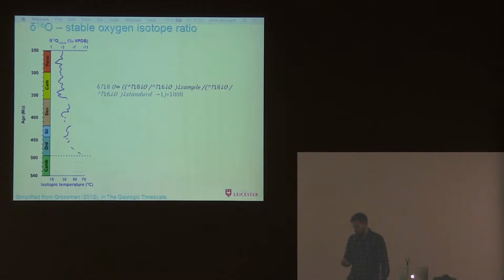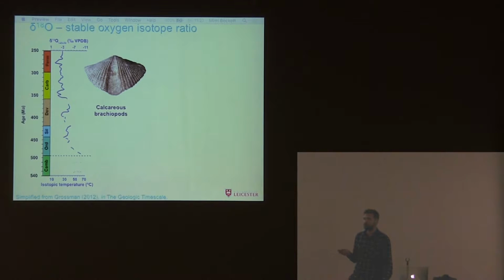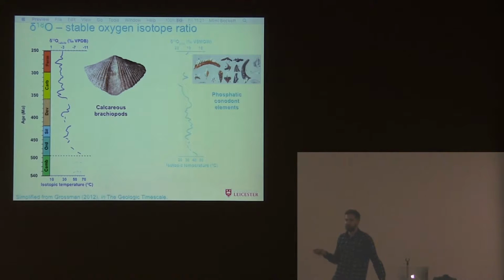One of the most important Phanerozoic environmental proxies is the stable oxygen isotope ratio, which is a ratio between heavy oxygen, oxygen 18, and lighter oxygen, oxygen 16. This comes from a variety of sources, but mostly from calcareous brachiopods and from phosphatic conodonts, which are obviously only used for the Paleozoic data. And the oxygen isotope data is locked up in the biominerals of these fossils.